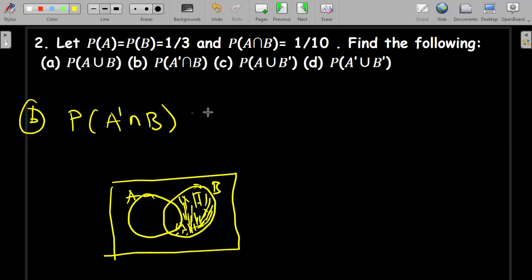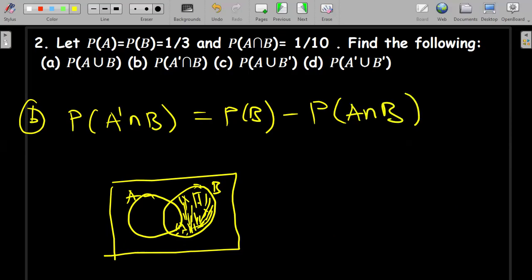You just say the probability of B minus the probability of this part here, which is A intersection B. Sometimes just draw up a picture to visualize whatever you want to find. If you don't draw a picture, it will be very hard for you to know what you're finding. From this picture, we can see that the probability of B is 1 over 3, and then minus the probability of A intersection B, which is just 1 over 10.